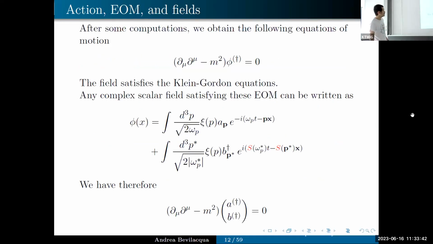Now, after some computations, you can obtain the equations of motion, and these are just the Klein-Gordon equations of motion for both phi and phi dagger. And any complex field which satisfies this equation of motion can be written in this way, and notice the presence of the antipode here. So this is a crucial point in this whole construction. And of course, you can also explicitate the same equations of motion in terms of A and A dagger, B and B dagger, and you get the same.